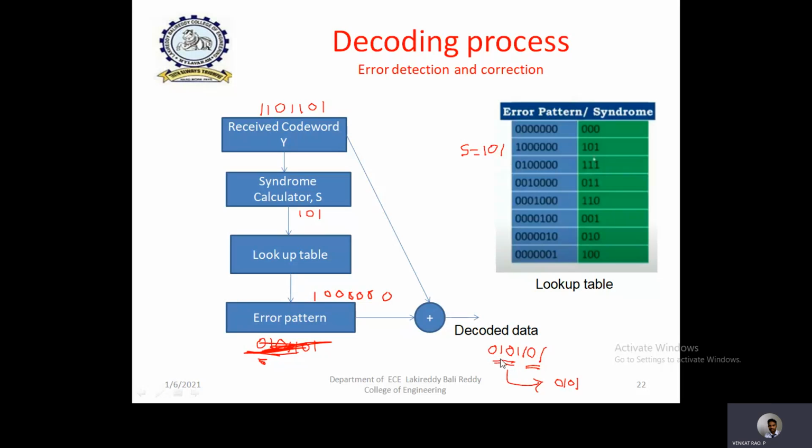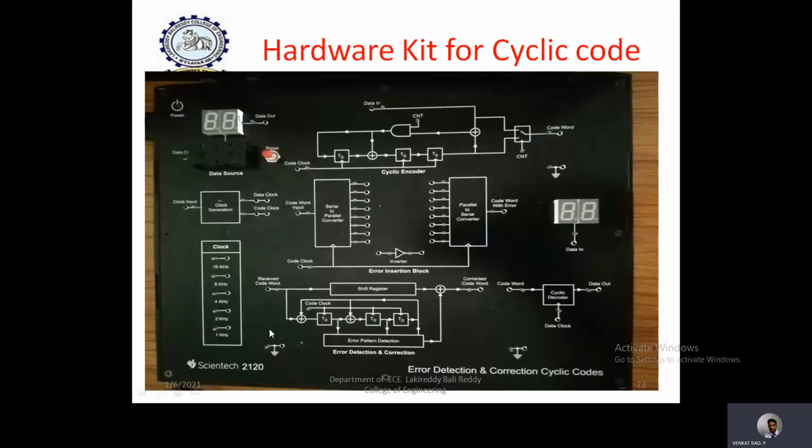From this, the first 4 bits are message bits and the next 3 bits are parity bits, because we know that it is a systematic cyclic code. So just by separating the parity bits, we can directly obtain the 4 message bits, 0 1 0 1, which is the number 5 as a decimal representation. Now this is the circuit connection.